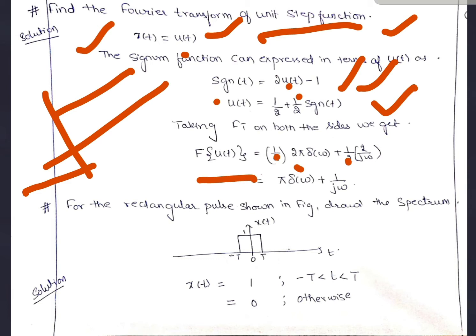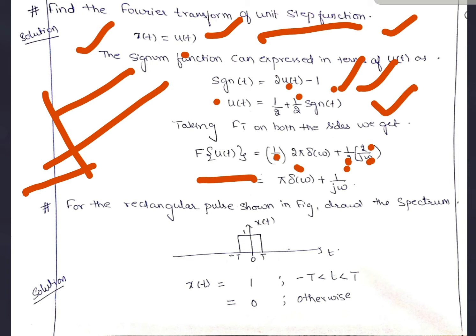Already we have seen the Fourier transform of the signum function. We can consider it as a standard. Instead of solving it everywhere, you can remember this one: 2 by j omega. Therefore, the 2 gets cancelled here and here, giving pi delta of omega plus 1 by j omega.